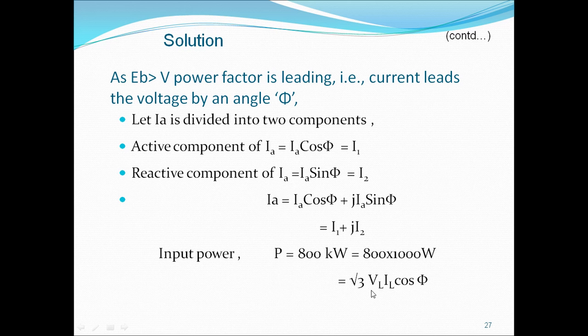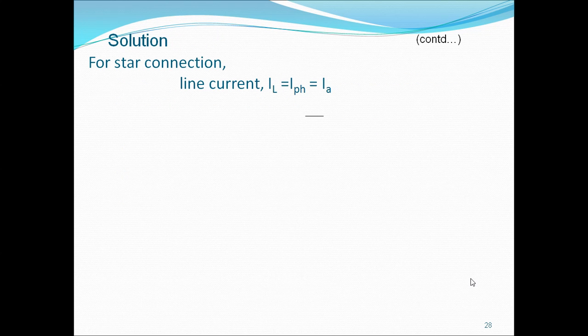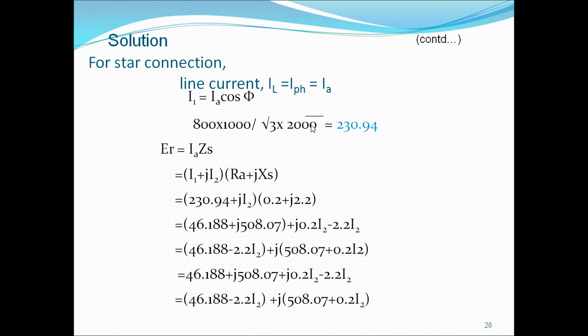So that is root 3 VL IL cos phi. As it is a star connection, IL is equal to IPH, which is equal to IA. So IA is equal to P by root 3 VL cos phi. So that is 8800 kilowatts by root 3 into 2000, that is 230.94.